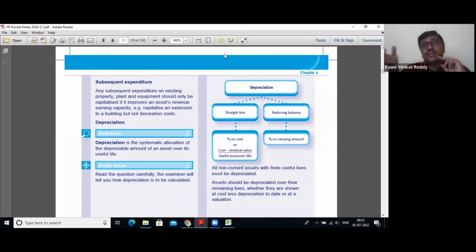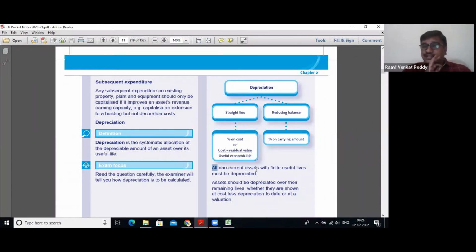Now, when you follow the other method, that is the written down value method or the reducing balance method, in that case we charge the depreciation on the written down value of that particular year. So whatever the written down value is for that year, depreciation will be charged on it, right? One more very important thing you need to understand: all non-current assets with a finite useful life must be depreciated.